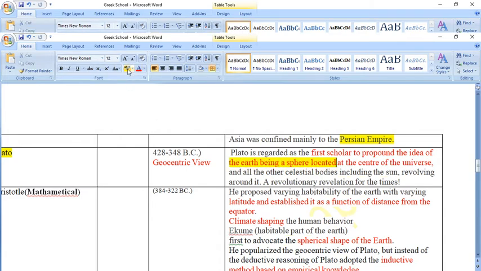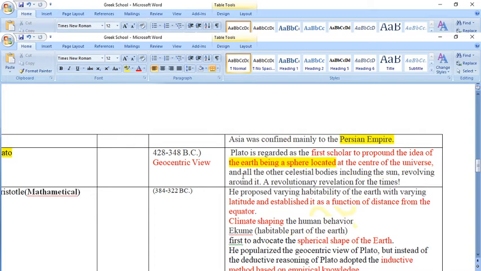Then he is a mathematical geographer. Okay, he contributed a lot in the field of mathematical geography. Because he was the first person who proposed the idea about the universe, that is a geocentric view: Earth is the center of the universe. Second, he proposed the view that Earth is a sphere.